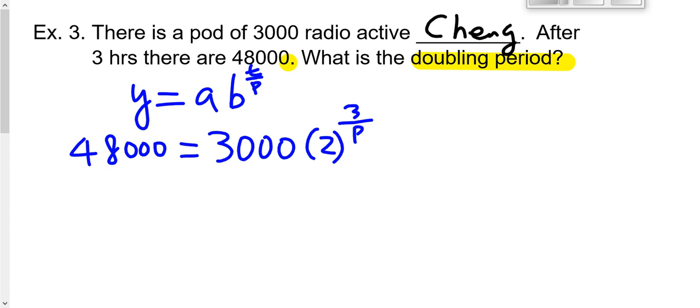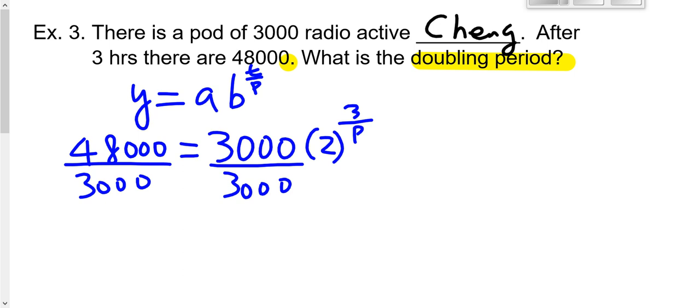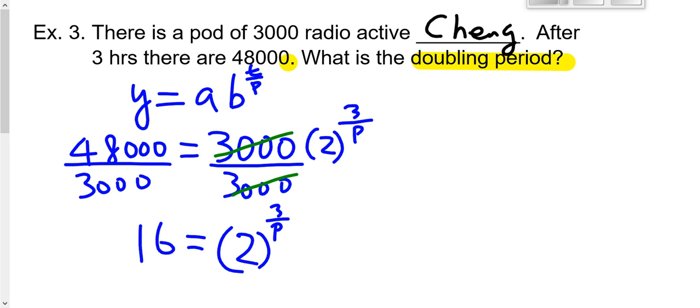Okay, what you might want to do now is to simplify this, of course. So divide both sides by 3,000, divided by 3,000, gone, gone, and then we end up with, on the right hand side, 2 raised to the power of 3 over P, and then left hand side, 48,000 divided by 3,000, that gives you 16.